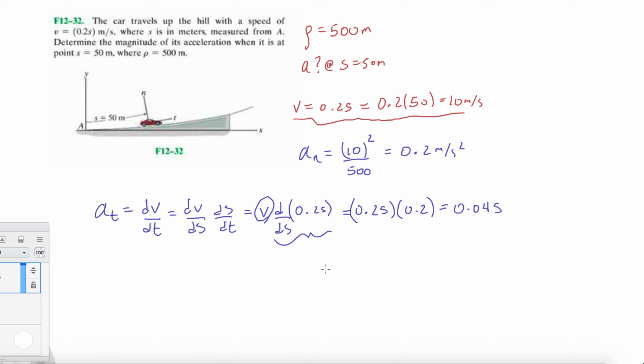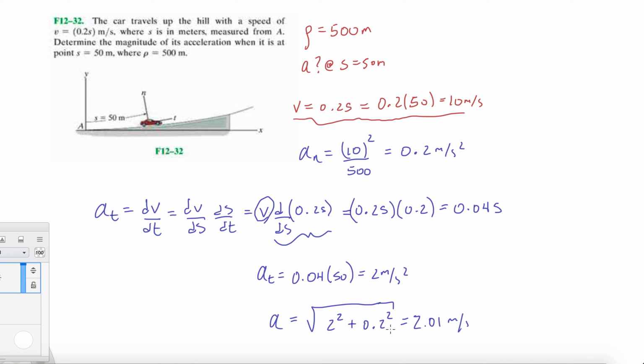Like I said, surprisingly easy for it to be the last problem of this section. So then A_T at S equals 50 will give us 2 meters per second squared. And finally we just take our magnitude: the square root of 2 squared plus 0.2 squared, and we end up getting 0.201 meters per second squared.